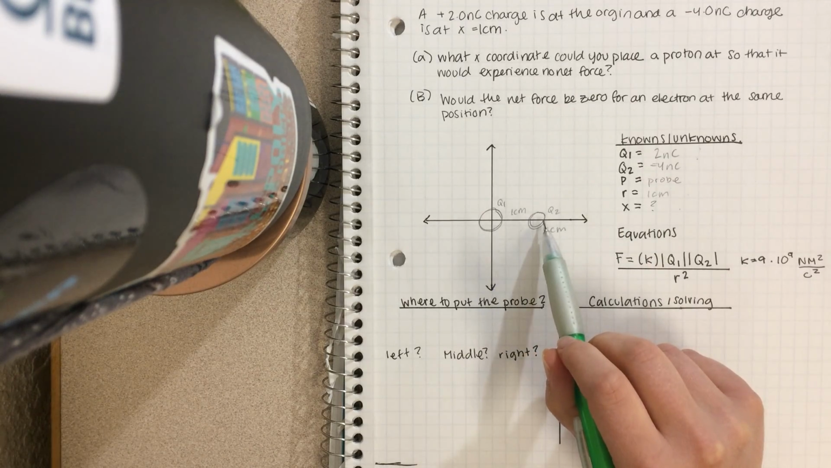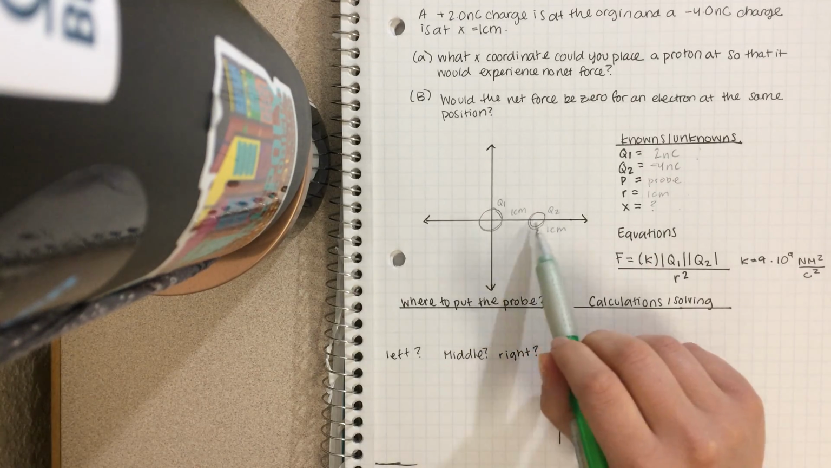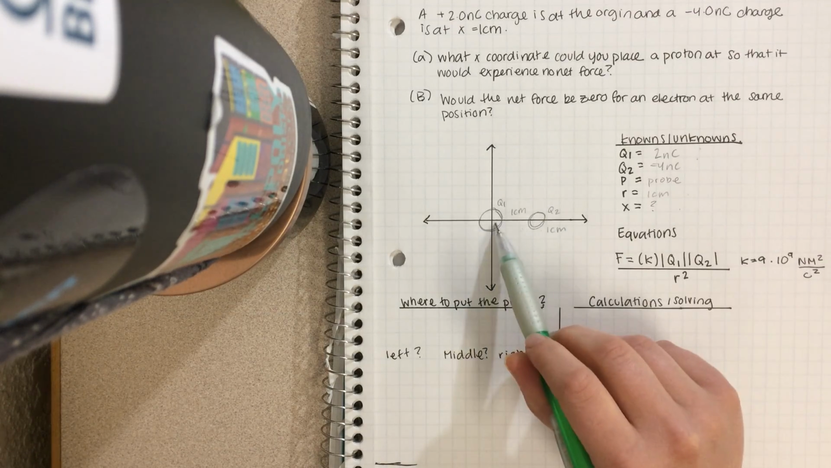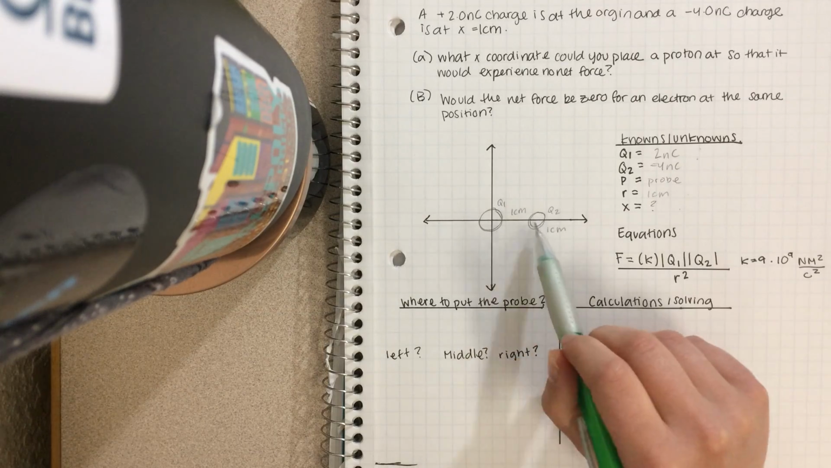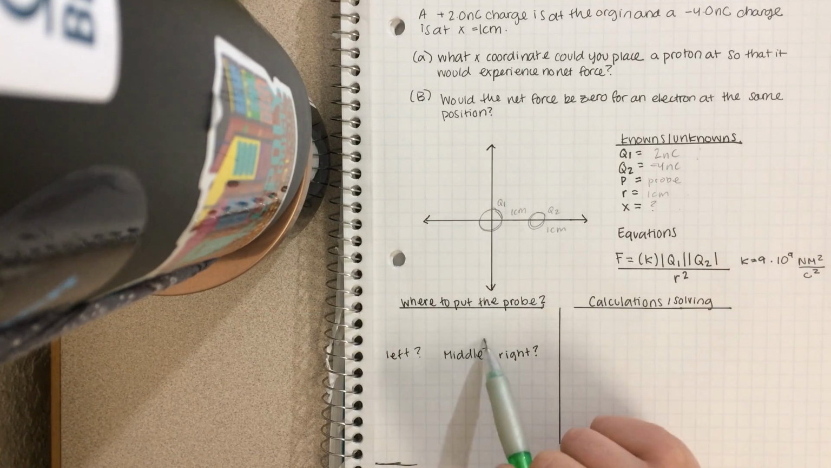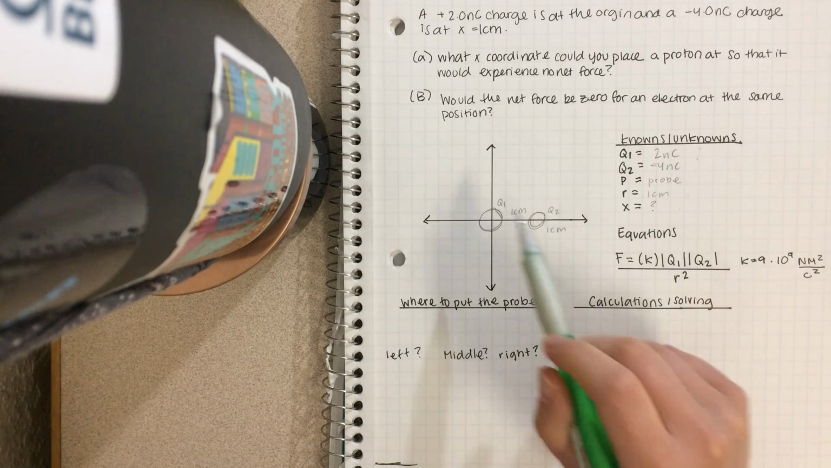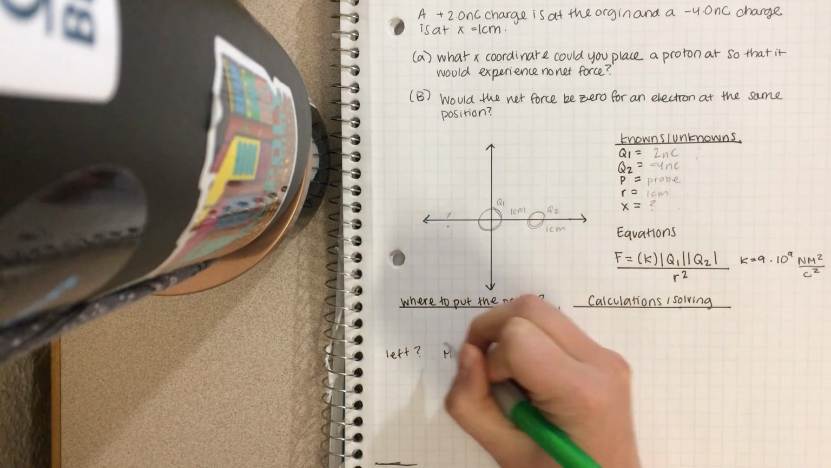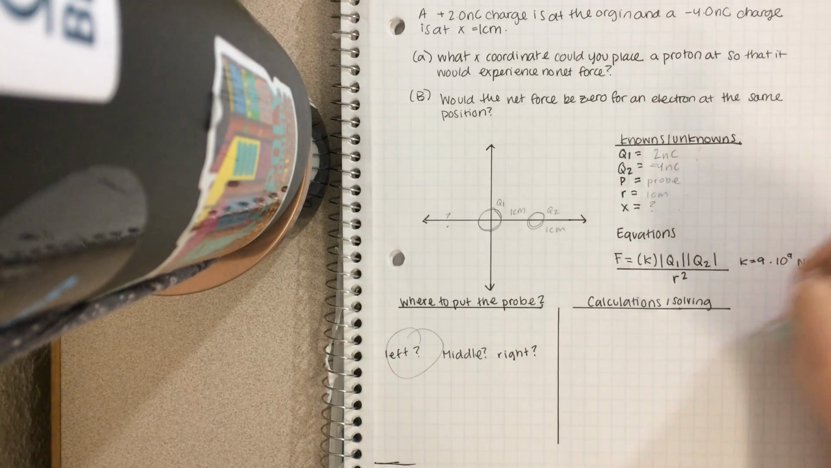Middle, you've got a positive and negative, and again, this charge is much greater than this charge. So middle doesn't really work either. Left is going to be the best place to start looking for the probe. So somewhere out here. So now, how to calculate this?